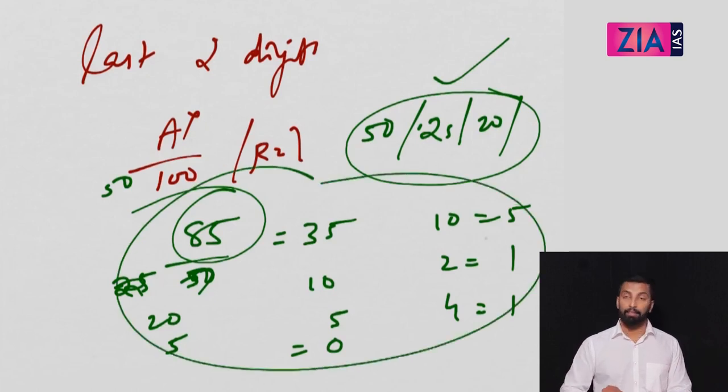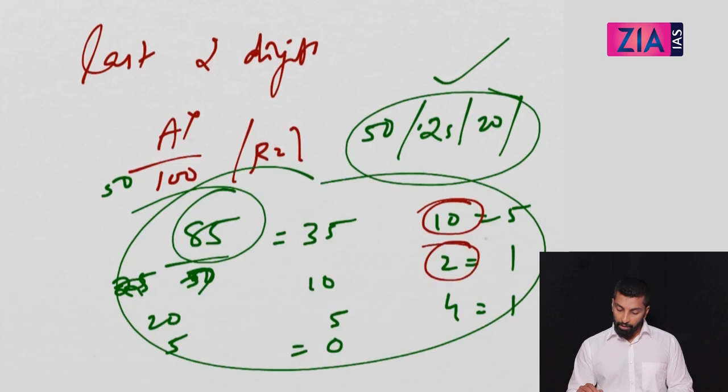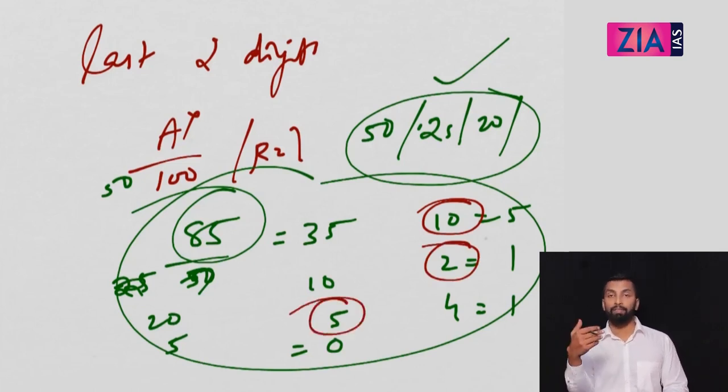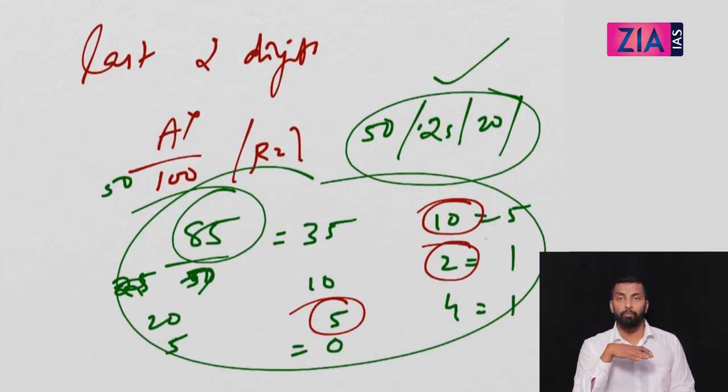Everything depends on the last digit, last two digits. Some of it depends on the last digit also. 10 depends on last digit, 2 depends on last digit, 5 depends on last digit, right? Others depend on last two digits. So anything which depends on last digit and last two digits can be solved from this concept. So I hope we completed this topic in a much better way.